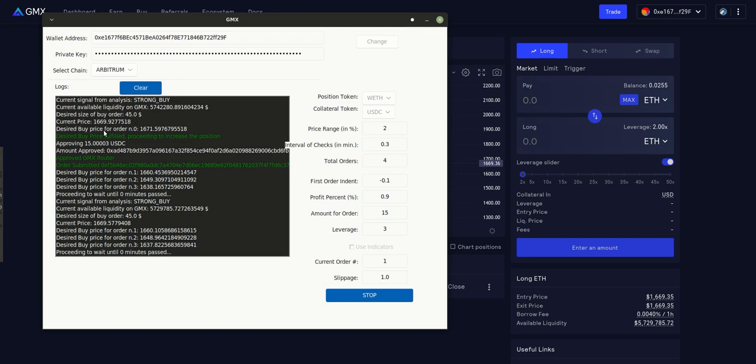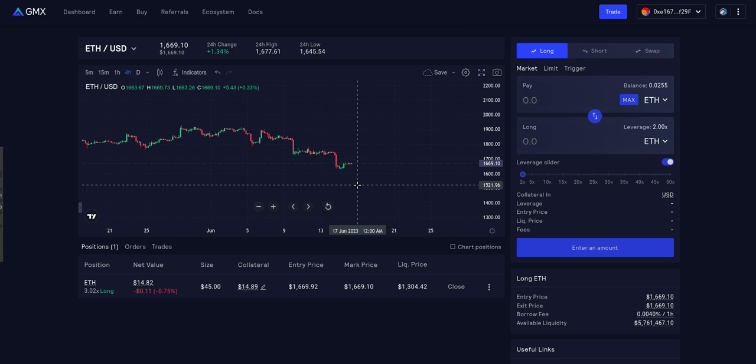Desired size of buy order is correct. The liquidity on GMX is a lot. And now it's checking every 15 seconds for the current price of the market. So if the price drops from 1,669 to 1,660, it's going to buy and basically fill the order number 2. Because it starts from 0, so 1 is 2, 2 is 3, and 3 is 4, and we have 4 total orders. So the next buy order is going to be at 1,660.